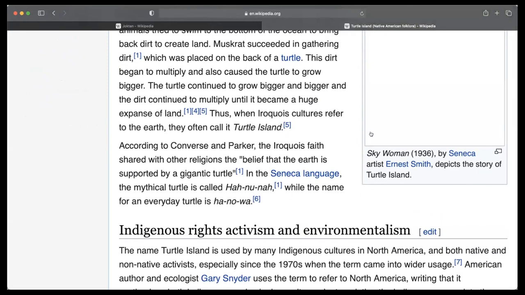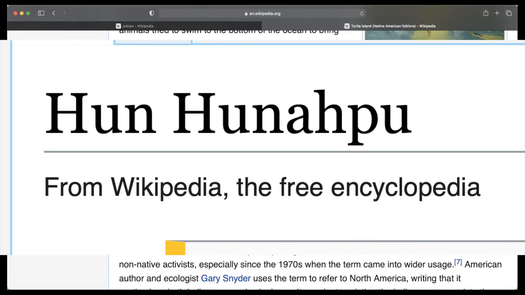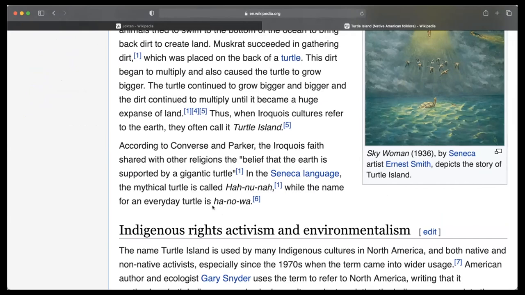But check out how close this is. Hanuna to Hanampu, Hanapu, Hanupa, Hanuna, Hanumpu, while the name for everyday turtle is Hanowa.